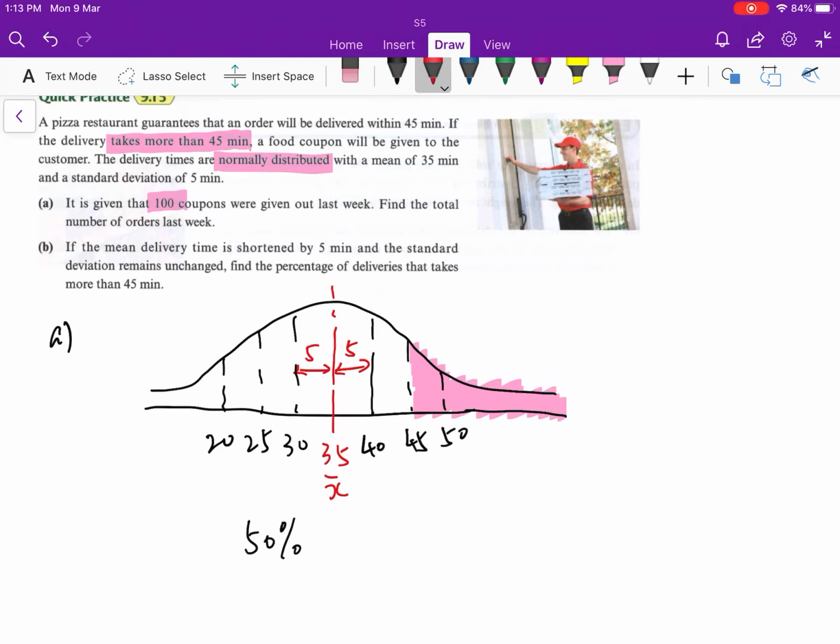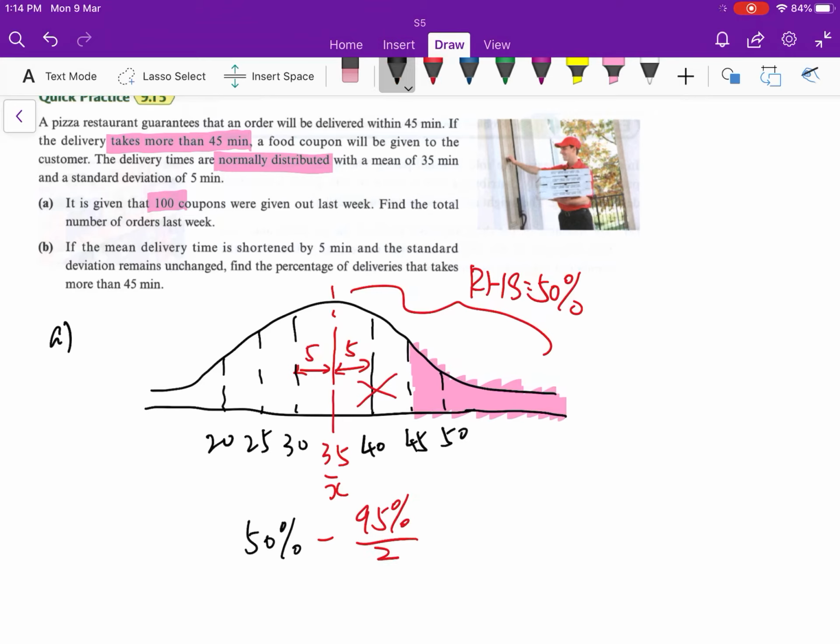So let's take a look at how to find the percentage first. Half of them will be 50%. Remember, the right hand side part is 50%. But we don't need these two parts, right? So you need to subtract the 2 standard deviations, 95% divided by 2. The remaining one is talking about this. How can we find this range? We use the percentage to find it.